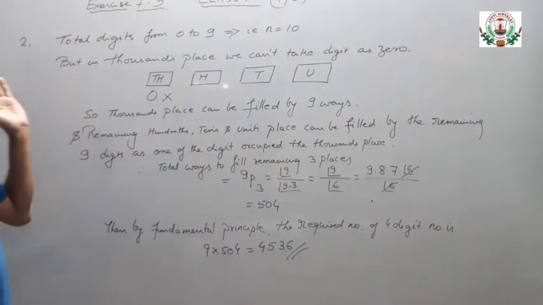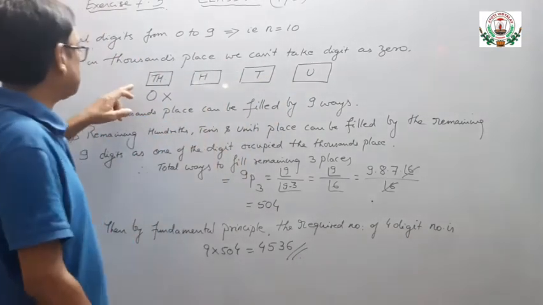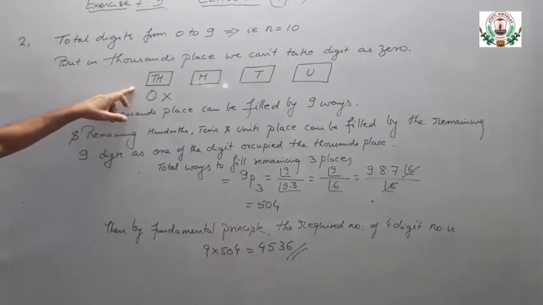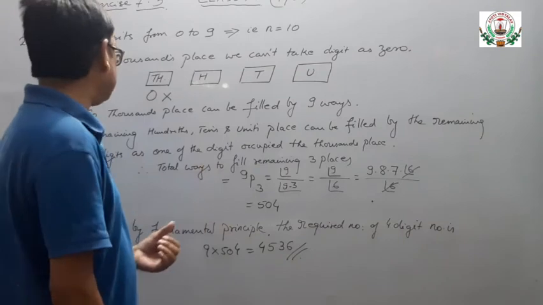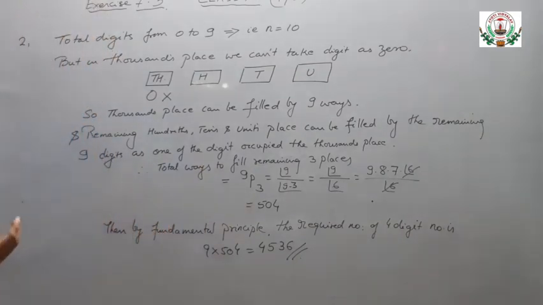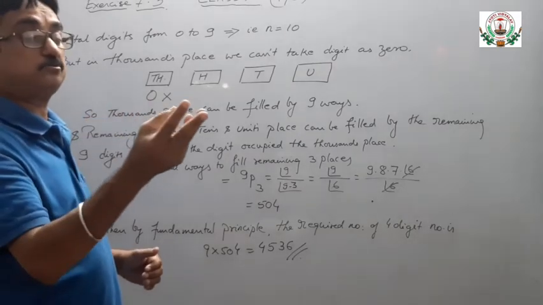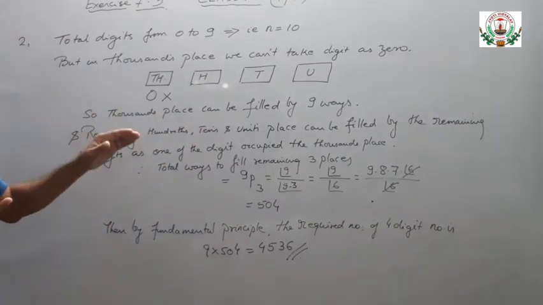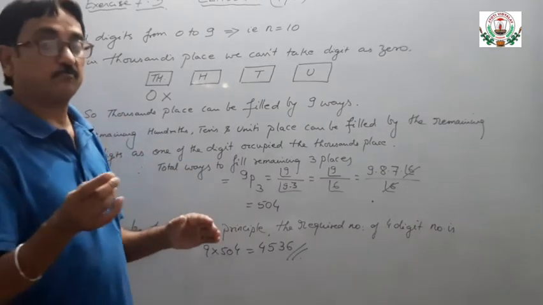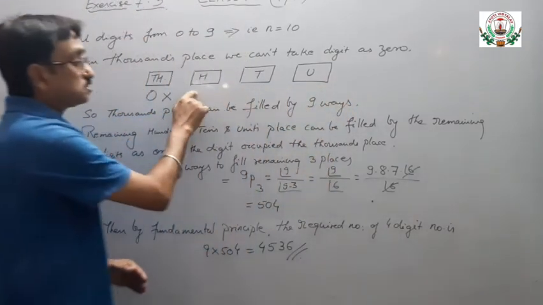Okay. Now we are left with hundreds, tens and units places. 3 places are left. The thousands place is filled excluding 0 in 9 ways. And the remaining hundreds, tens and units places can be filled by the remaining 9 digits, because one of the digits we have already used. Suppose we have used 6. So 0, 1, 2, 3, 4, 5, 7, 8, 9, we exclude 6. So we are left with 9 numbers now. Now these are 9 digits and the places are 3.